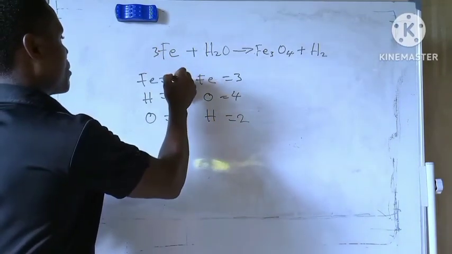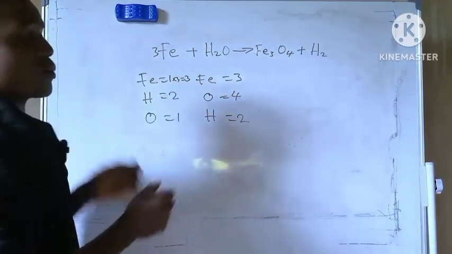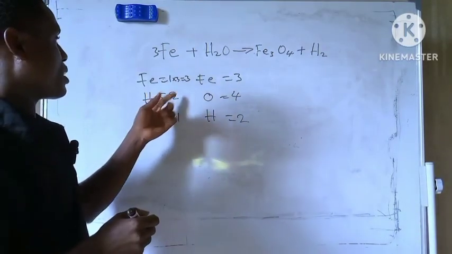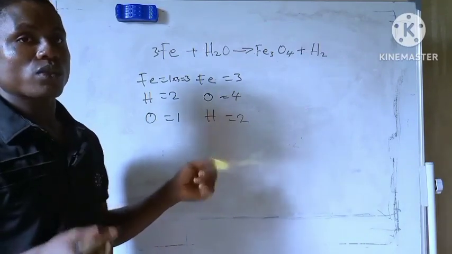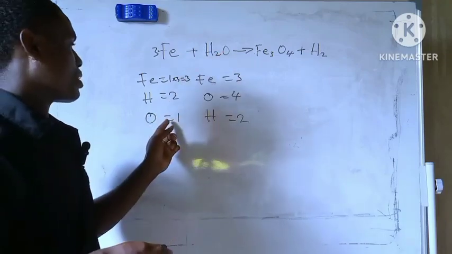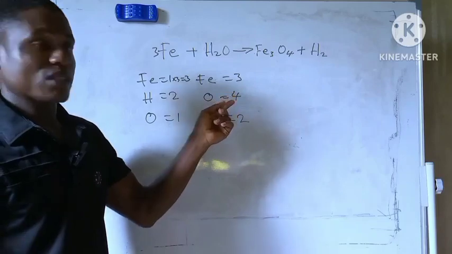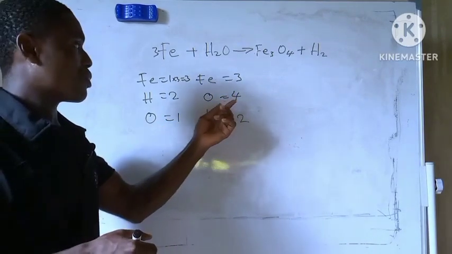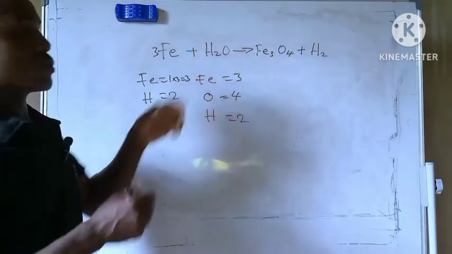So 1 multiplied by the 3 will give us 3. So iron is now what? Balanced. So let's come to the second one. Hydrogen here is 2. At our right side is 2. So it's balanced. Oxygen at our left side is 1, but at our right side is 4. Are you getting it? So what are we going to do? Here is 1, here is 4. So what are we going to do? We have to change this coefficient to what? To 4.